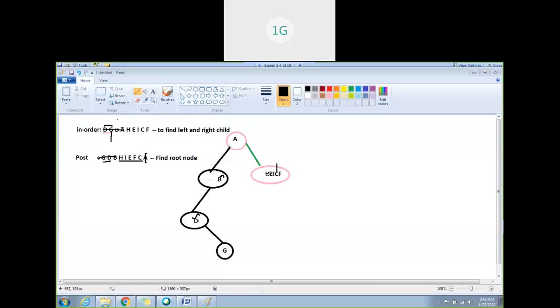With the pending four elements, which can come in left and which in right, I can get from in order. Since I have chosen C as my root node, all these three will come in the left subtree. F will come in the right subtree. That's all. Yes, ma'am.